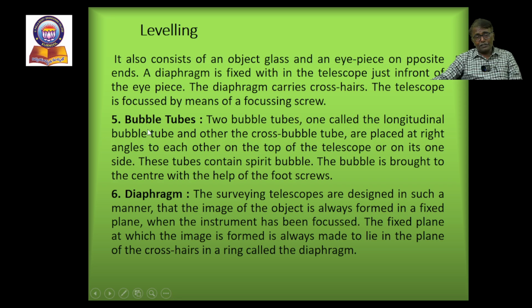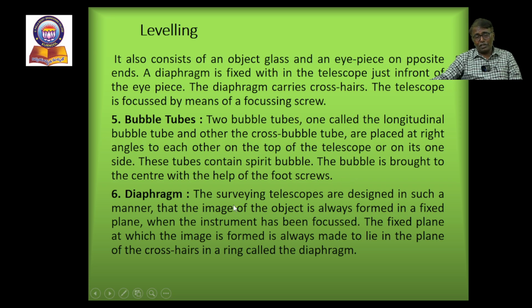Next is bubble tubes. 2 bubble tubes are provided. One is the longitudinal tube and the other is the cross bubble, placed at right angles to each other on top of the telescope or on one of its sides. These tubes contain a spirit bubble. The bubble is brought to the center of its run with the help of the foot screws.